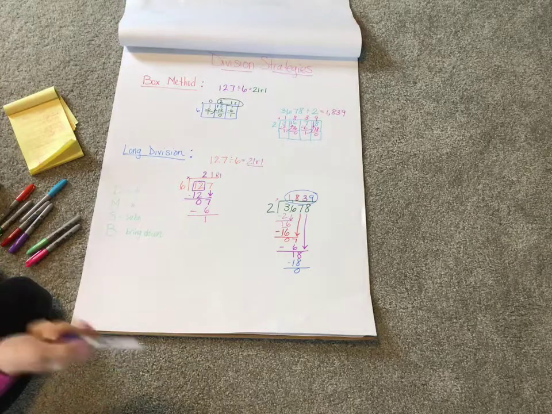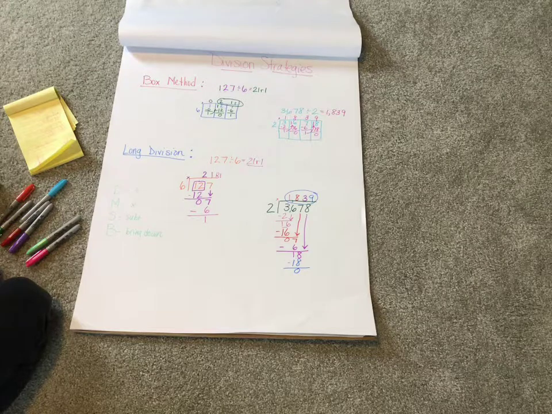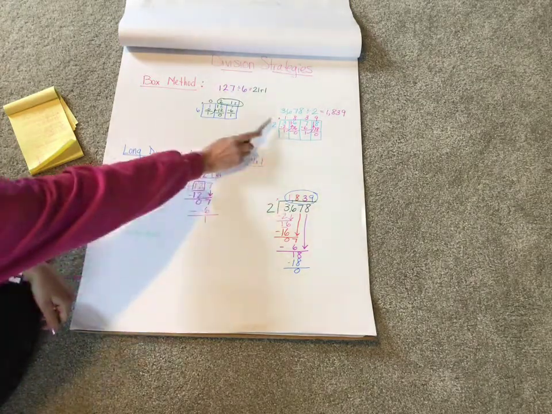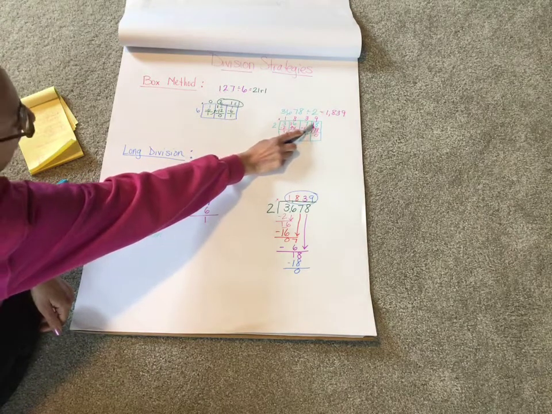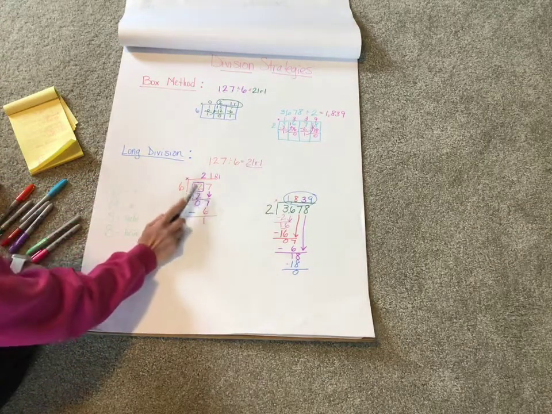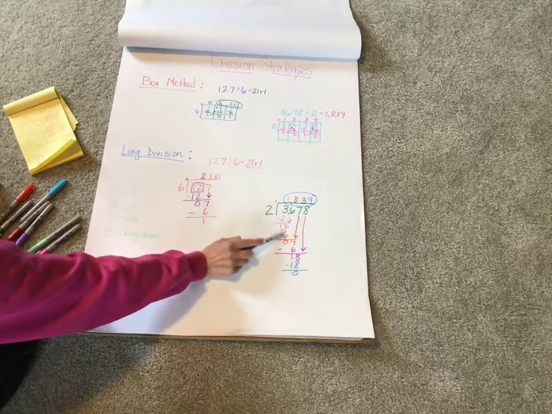So I want you to take a look at the similarities between the box method and the long division method. Again, this one is putting it in a box and bringing the remainders up. This one is putting the dividend into the house and it's bringing those leftovers down.